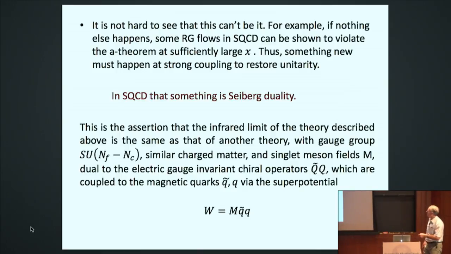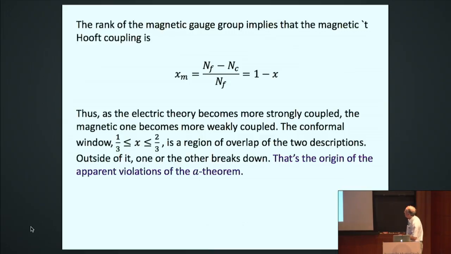And that something is Seiberg duality. So again, for this audience here, I don't need to talk much about what Seiberg duality is. There's some other gauge group, similar charged matter, some singlets, and the superpotential. And the important thing about this duality is that the coupling X that I talked about before is related in the dual theory to the coupling in the original theory by a relation like this. In other words, as the original coupling grows, the dual one decreases.